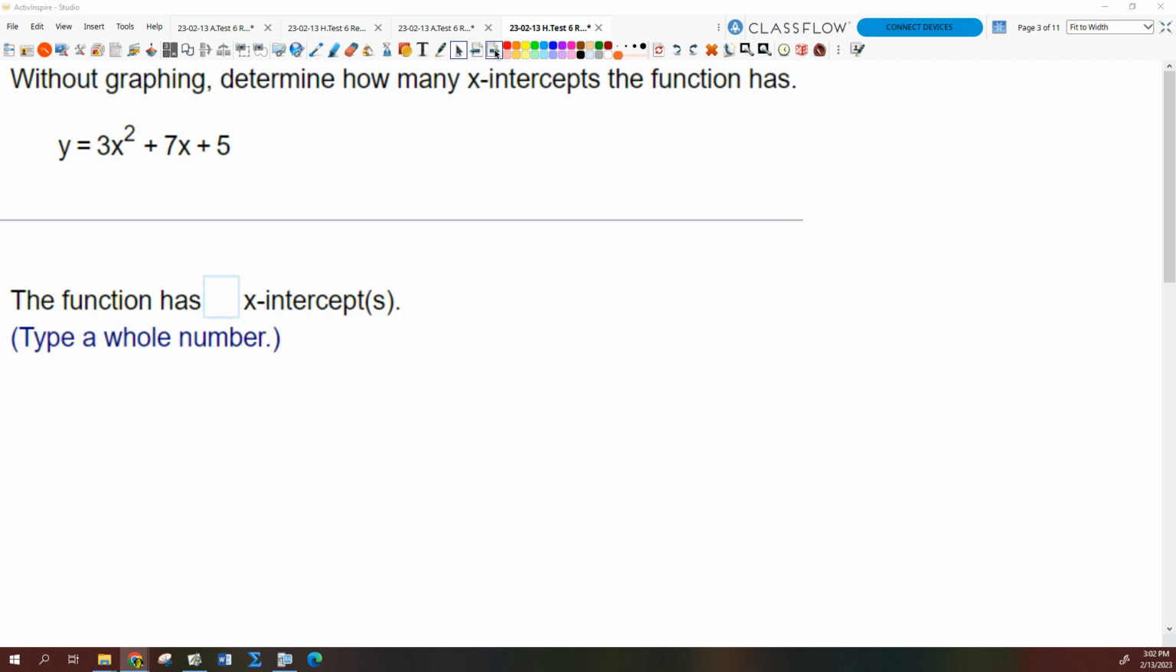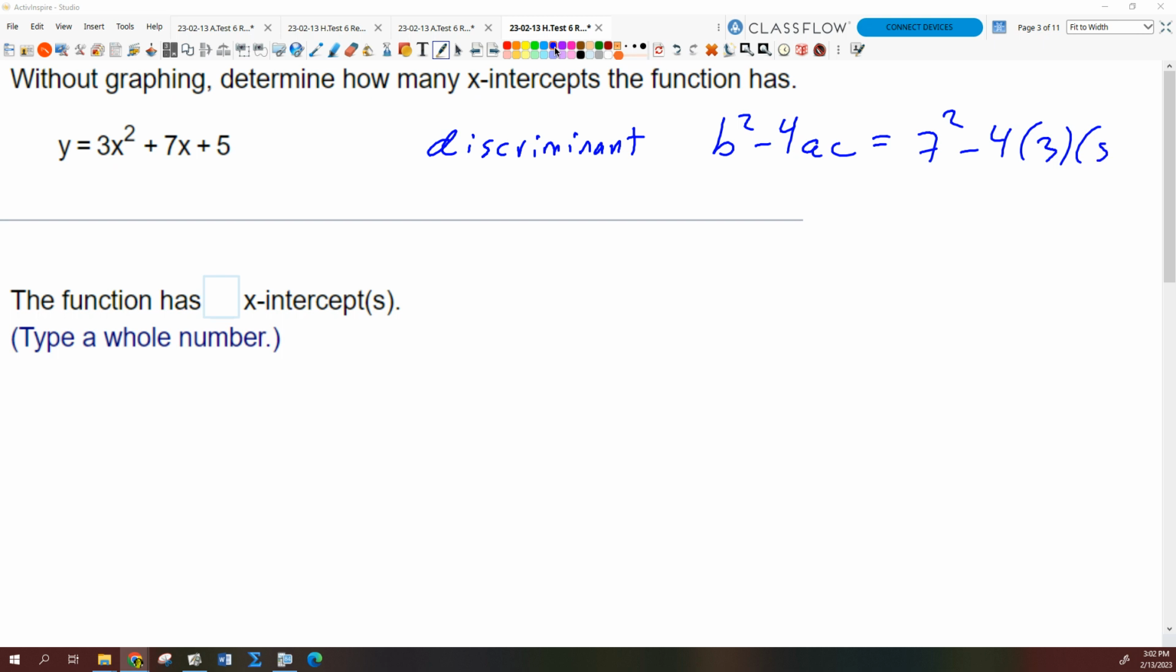Without graphing, determine how many x-intercepts the function has. So how would I do that? What's my strategy here? Yeah, we'll just look at the discriminant, won't we? Right? So the discriminant, b squared minus 4ac equals what? 7 squared minus 4 half. So that's equal to minus 60.